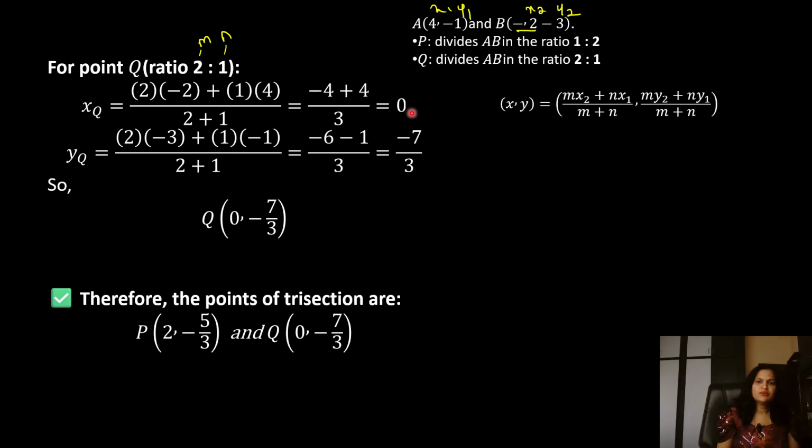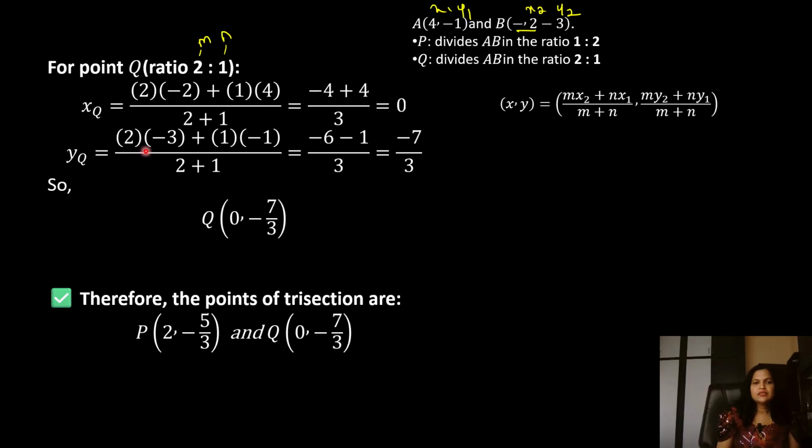So yq, at the point q, the y coordinate, formula is this, my2 plus ny1 divided by m plus n. So m is 2, n is 1. Substitute 2 into y2 is minus 3. Substitute plus n is 1, 1 into y1, that is minus 1. Substitute. m plus n, that is 2 plus 1.